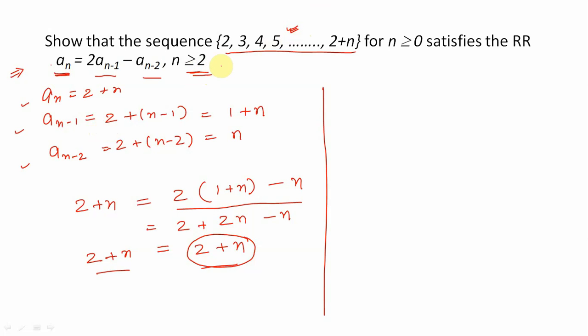So if you have been given a recurrence relation, you can use this recurrence relation to identify the series. If you have been given a series, you can try to find out the recurrence relation. And if you have been given the series and the recurrence relation, you can try to verify that the series verifies the recurrence relation or vice versa.